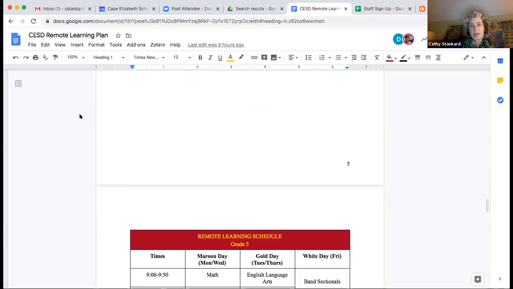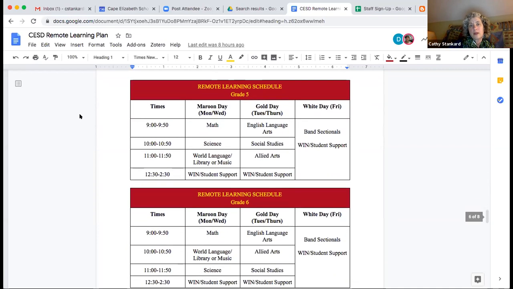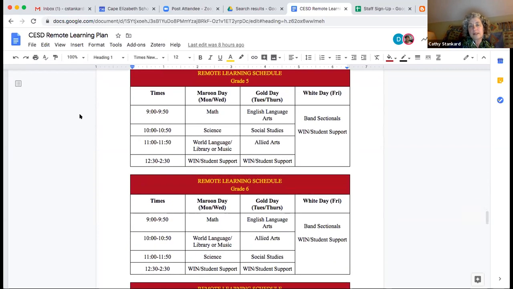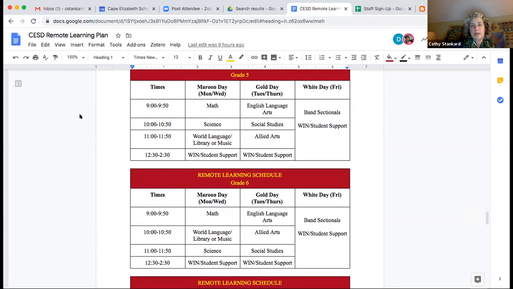And then the middle school, the fifth and sixth grade schedules are similar. The differences really are when the specific content areas meet. And so they've set aside 50 minutes for each content area twice a week. And then Fridays, as I mentioned, are being used for catch up and also band sectionals.